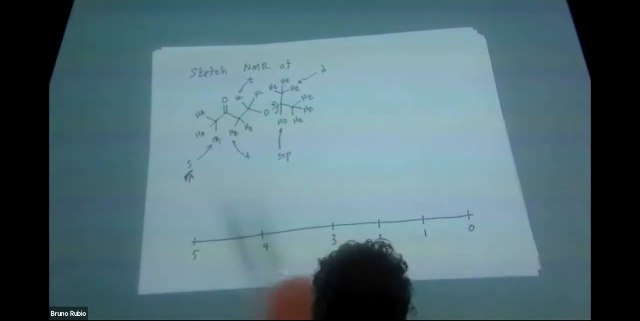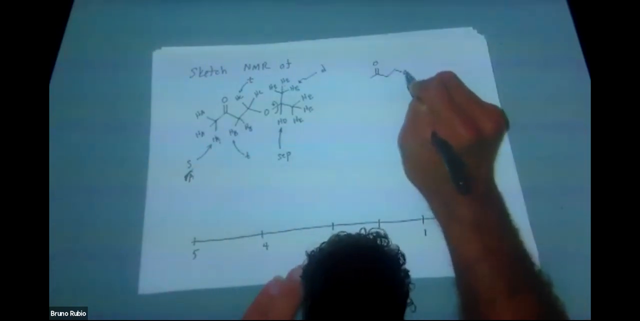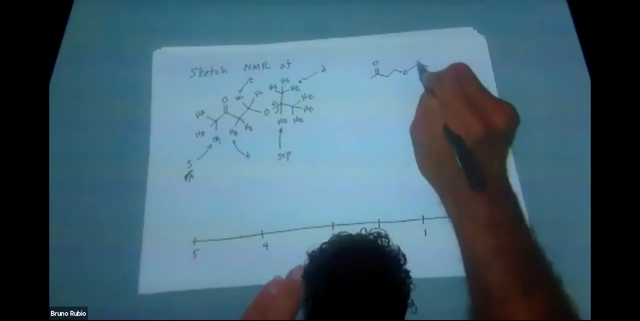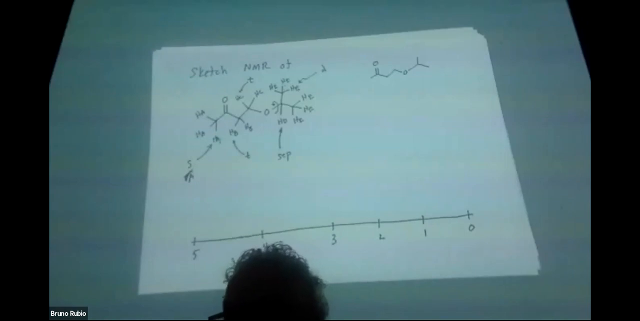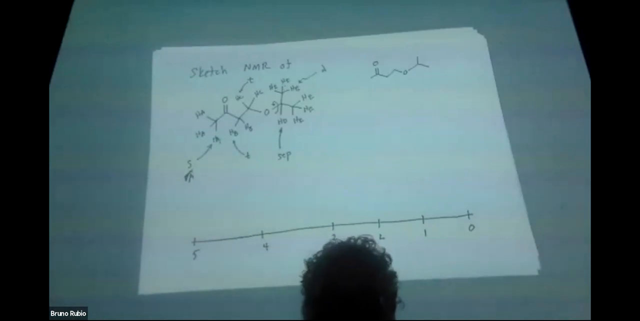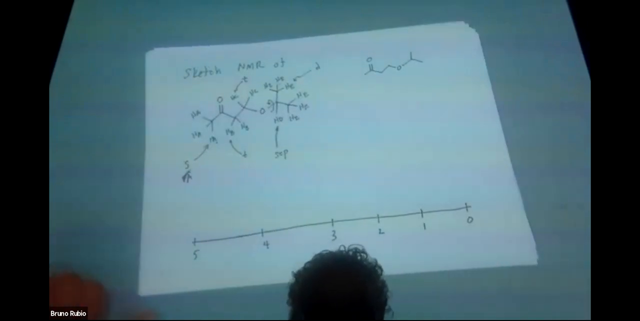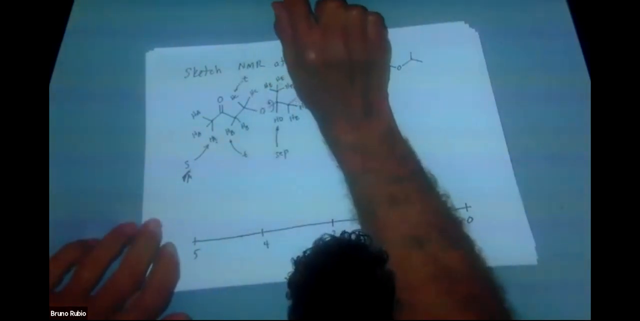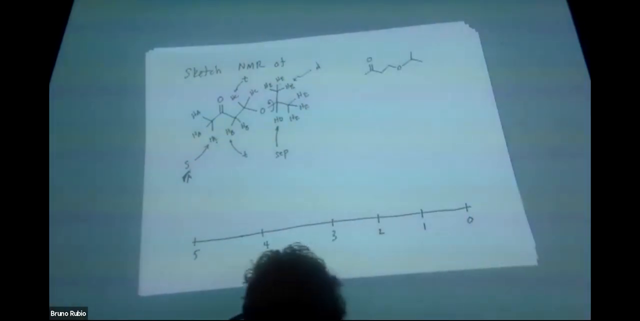All right, so this is very messy here. So let me just rewrite this, and let me ask you some questions about this. What do you think is going to be the most upfield over here? What's going to be the most upfield signal? Is it going to be the HA, the HB, the HC, the HD, or the HE? Tell me in the chat. What are you thinking of for the most upfield signal?